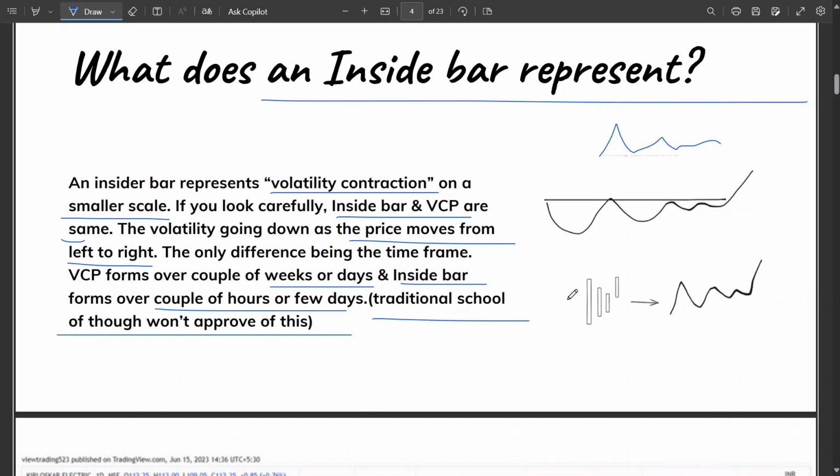Again, the traditional school of thought won't approve of this. An inside bar usually is a two candlestick pattern, but what I have discovered is that the more candles that are inside the range of a larger candle, the better it is. That is not the traditional way to look at an inside bar, but the principle remains the same, that of a volatility contraction.